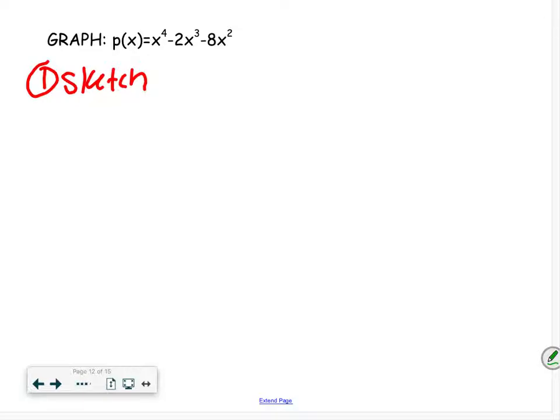When we have an equation in standard form, that means everything is multiplied out. How do I find the degree of my equation? Take the exponents, add the exponents? No, it's the biggest exponent. What's our biggest exponent? 4. So our degree is 4.